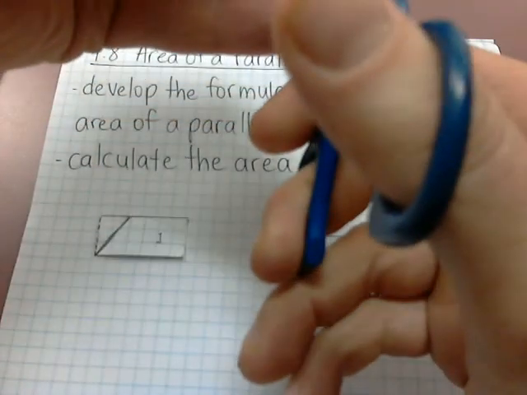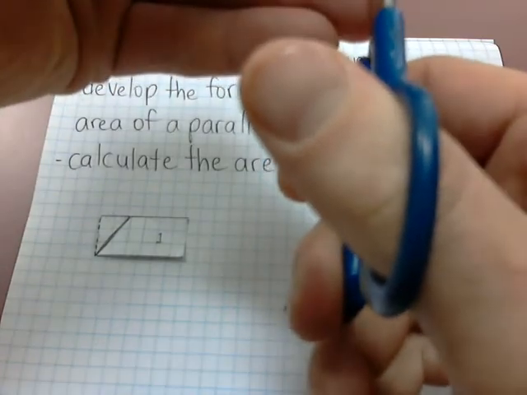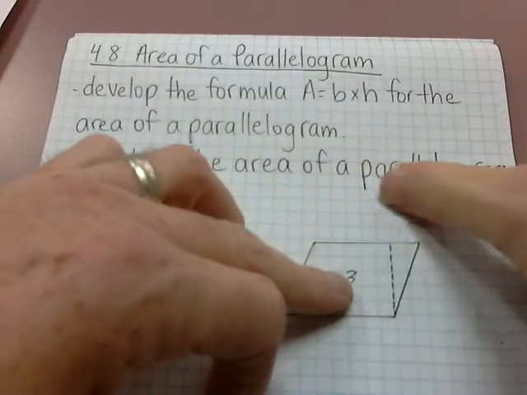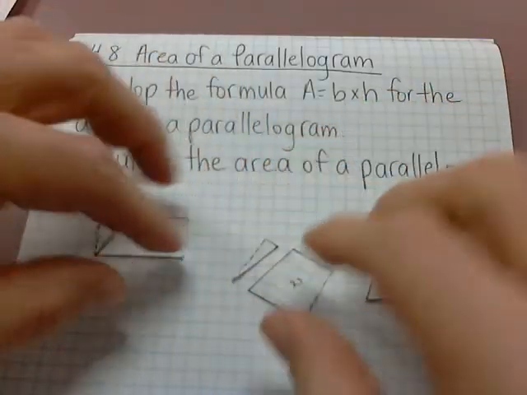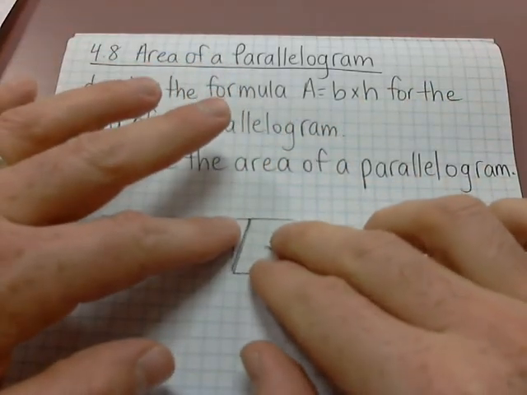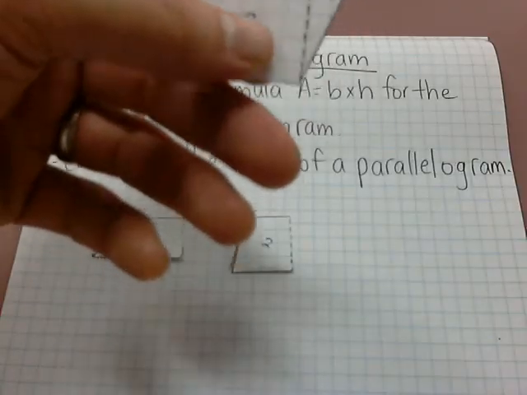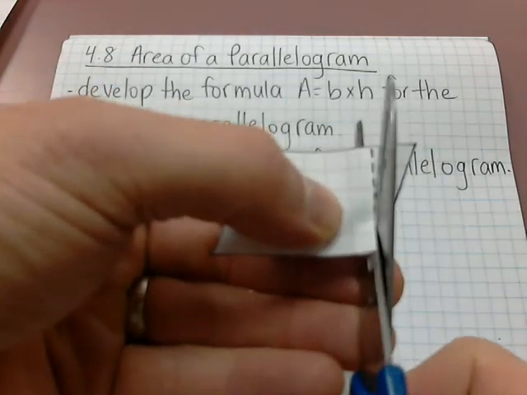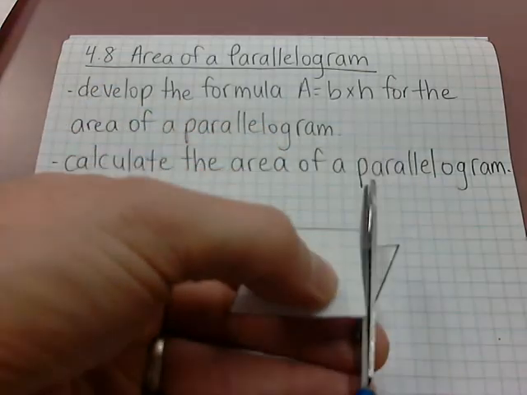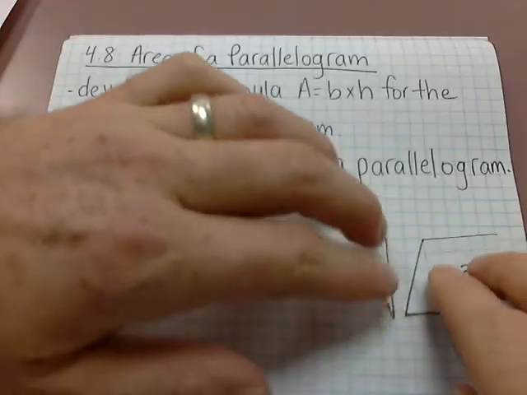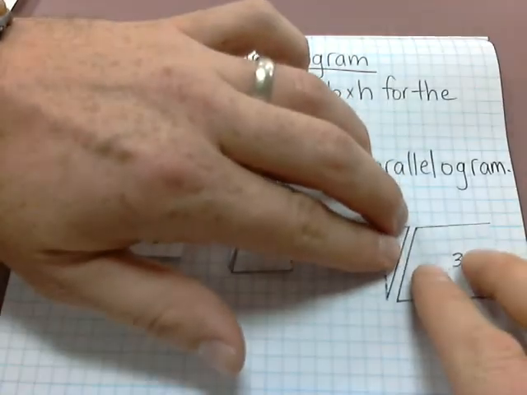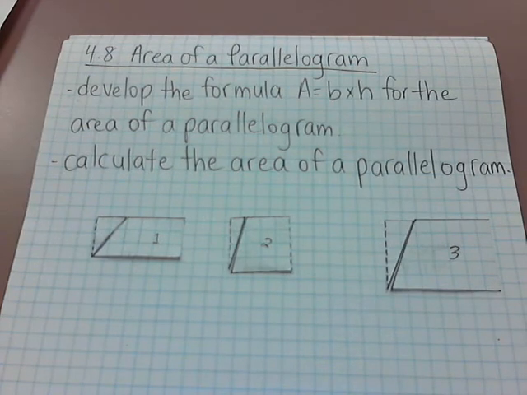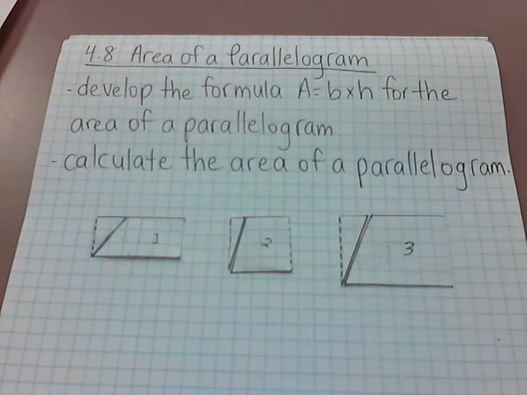And so what I'm doing is I'm basically turning these from sort of traditional looking parallelograms into something that we're a little more familiar with, which is a rectangle or a square. In other words, shapes that we know how to calculate the area. Okay, so now I've gotten these 3 rectangles made out of my 3 parallelograms.